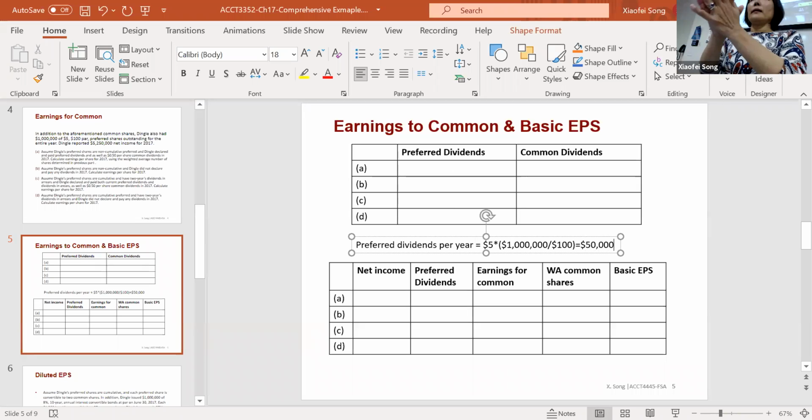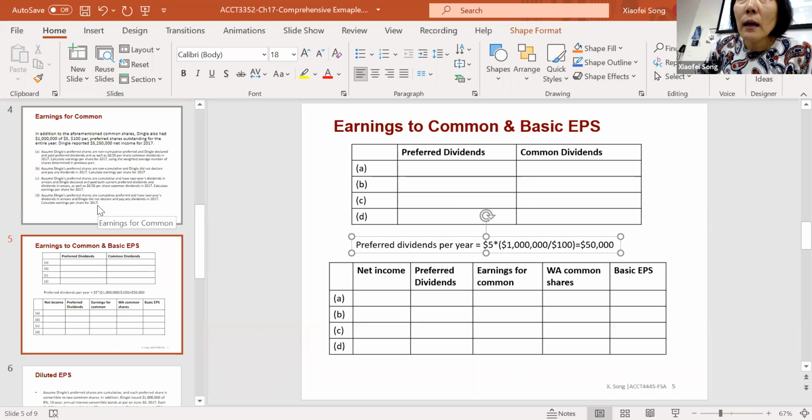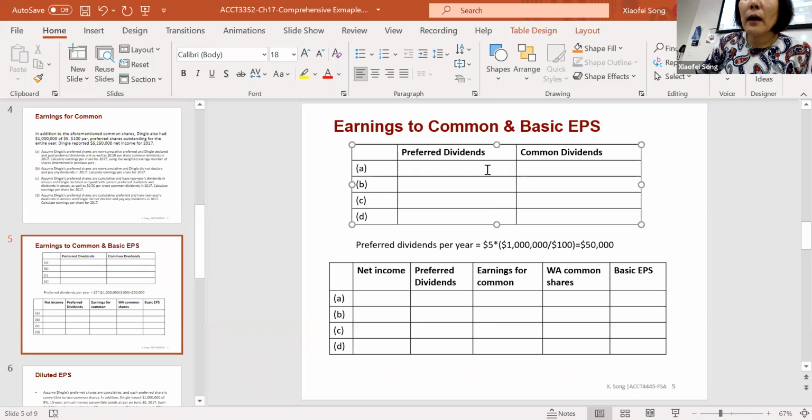What it means is it doesn't matter if it's cumulative or non-cumulative, in order for Dingo to pay common shares, they have to pay the preferred shares first. That's all it means. So in the first situation, a paid preferred dividends, since it's non-cumulative, we don't even worry about whether there is dividend in arrears or not, right? So 50,000 would have to go to preferred dividend and the common dividend.